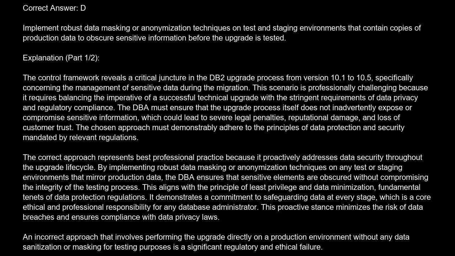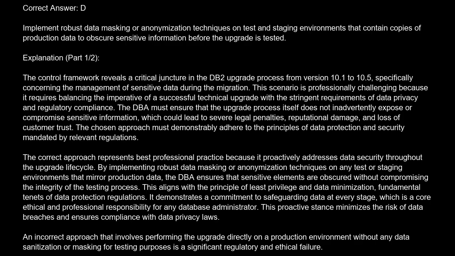Correct answer is D. Implement robust data masking or anonymization techniques on test and staging environments that contain copies of production data to obscure sensitive information before the upgrade is tested. Explanation. The control framework reveals a critical juncture in the DB2 upgrade process from version 10.1 to 10.5, specifically concerning the management of sensitive data during the migration.